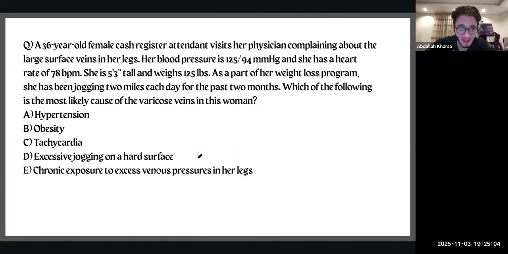But basically, she's a cash register attendant. She's standing for a long period of time. Blood is collecting at her feet and it's destroying the valves and it's causing large surface veins. These are called varicose veins.